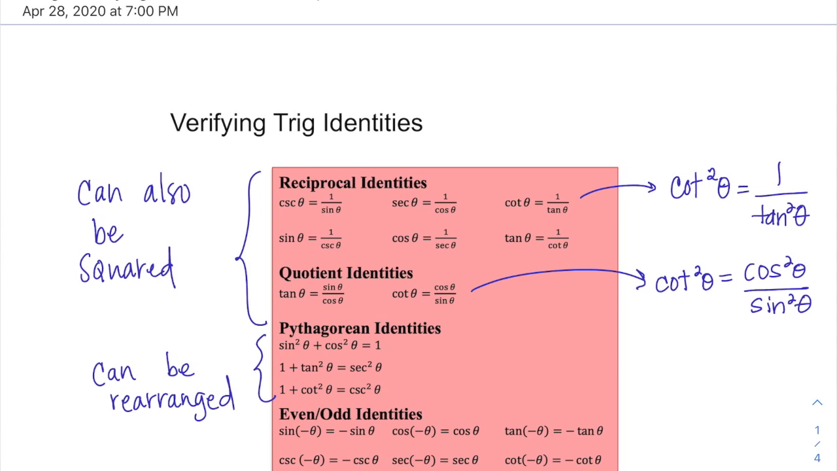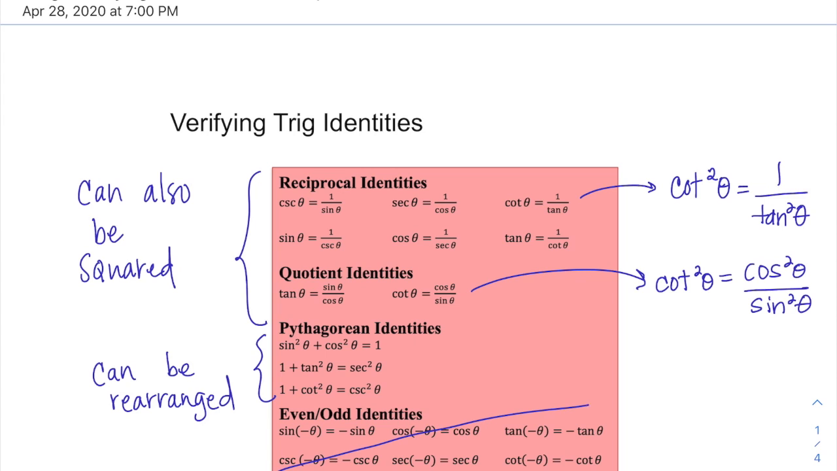Our new topic for today is working with a set of identities. Identities are simply rules. They're rules that we are able to do substitutions with to help us simplify an expression, so rewrite an expression a different way. Our identities for today are the ones in the red box on our handout of identities. They're the reciprocal identities, the quotient identities, and the Pythagorean identities.